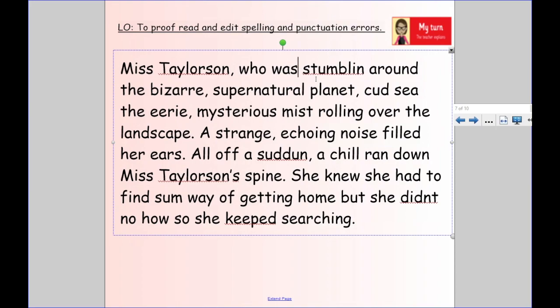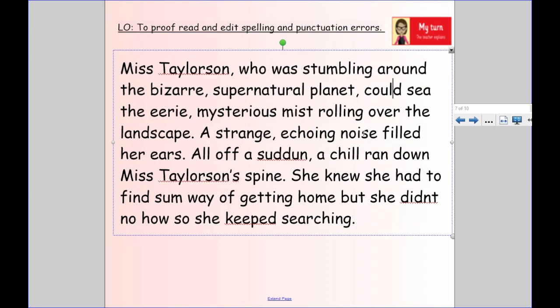I know that's one of my known words, and I look at it, I can see that it's not spelled correctly. Who was stumbling. Stumbling. I know that there I should have an ing ending. Stumbling around the bizarre supernatural planet could. Oh, you lucky duck. That's not being used. Could is like would, should, and could. They include O-U-L-D. Miss Taylorson, who was stumbling around the bizarre supernatural planet, could see the eerie, mysterious mist rolling over the landscape.